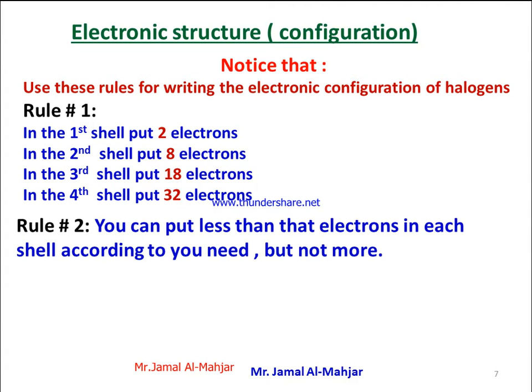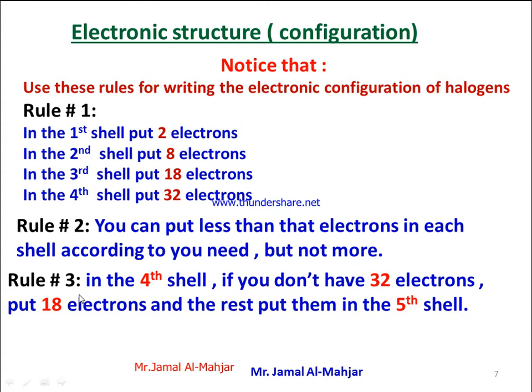Rule number 2. You can put fewer electrons than that in each shell according to your need, but not more. That means you can put less than 2, but not more. You can put less than 8, but not more. You can put less than 18, but not more. You can put less than 32, but not more.